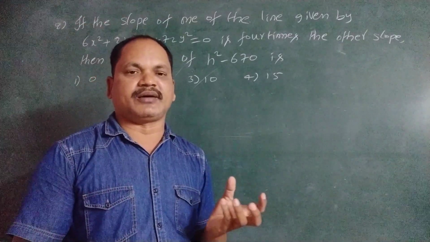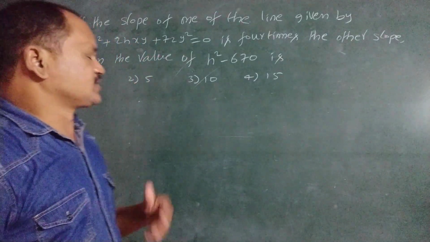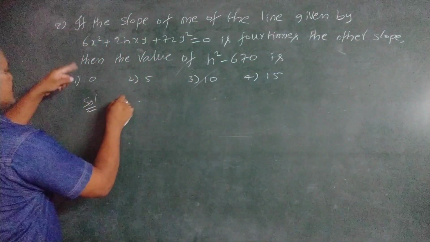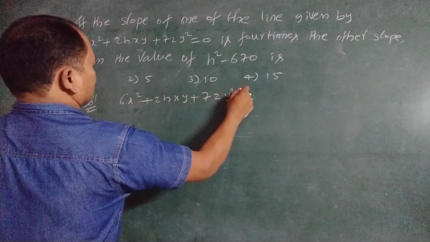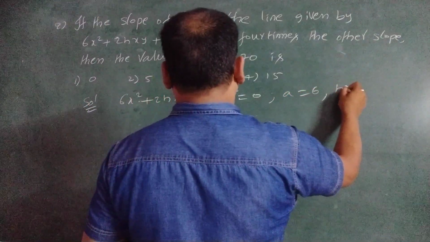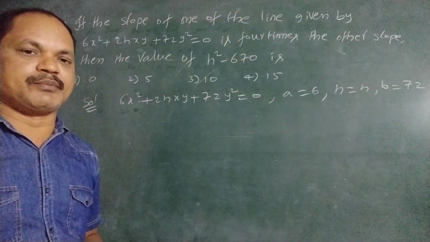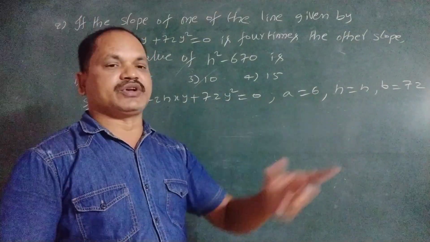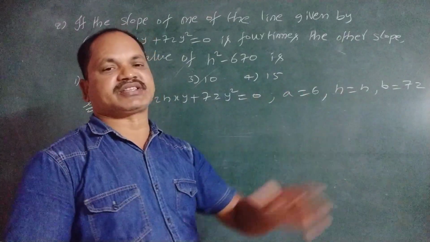That's why we have to take the pair of lines equation, the homogeneous pair of lines equation: 6x² + 2hxy + 72y² = 0. Comparing the given equation with ax² + 2hxy + by² = 0, a is 6, h is h, and b is 72.